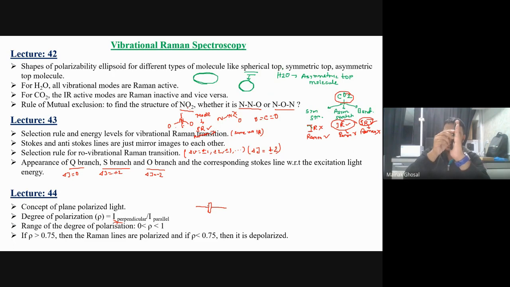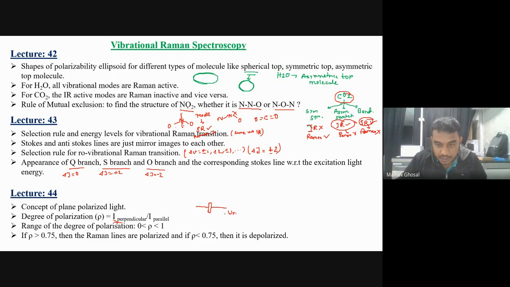Okay, and also I perpendicular will be this one. So how much light is passing through this? This will be dependent on this degree of polarization, and this will have 0 or 1 value. For unpolarized light, which is not polarized in a particular direction, I perpendicular and I parallel are the same. So for unpolarized light, this rho equals 1.